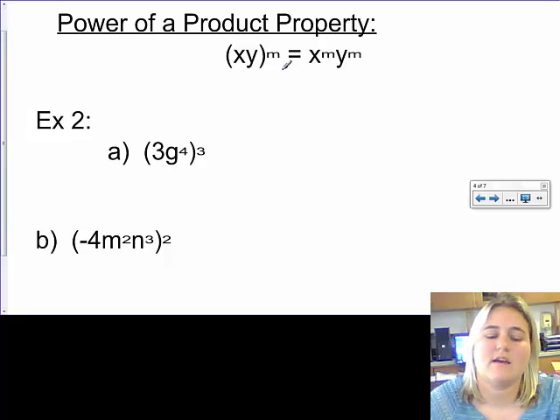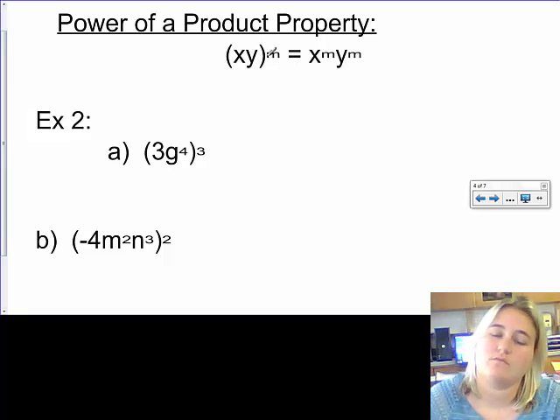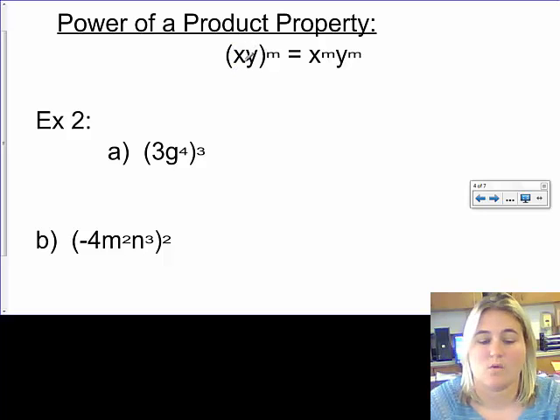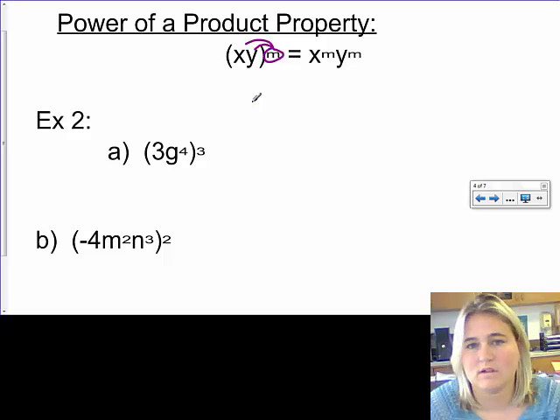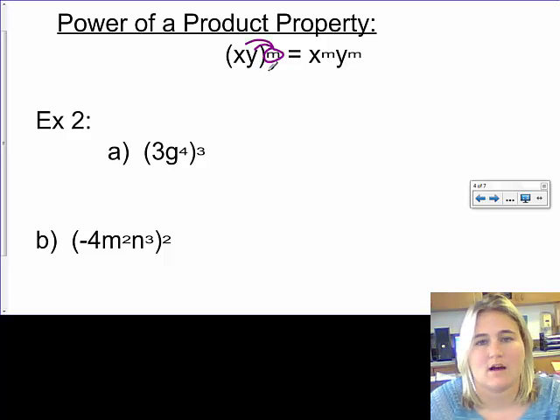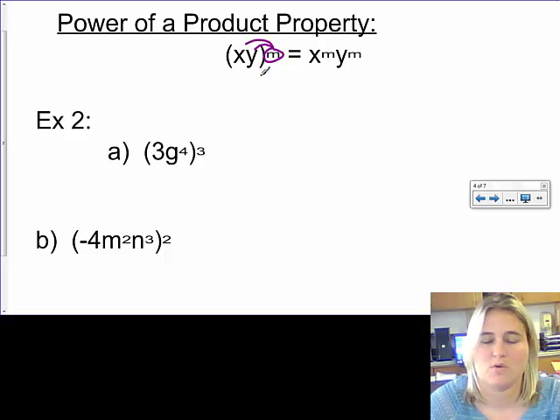The power of a product property says that if I have the product of xy raised to the m power, that is equal to x to the m times y to the m, because this power has to be distributed to everything inside of that product. This only works like this. We can only distribute the exponent whenever it's a product inside of the parentheses. If there's addition or subtraction, that is something totally different. So make sure that you remember you can only take the exponents inside of the parentheses the way that I'm showing you if it is a product on the inside. It has to be being multiplied.